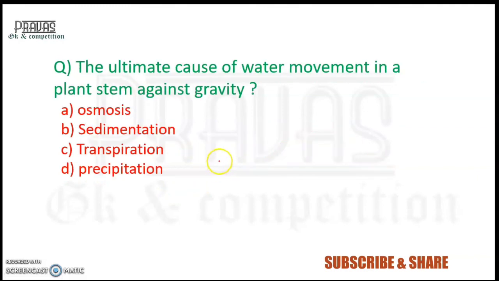The last question of our video is, the ultimate cause of water movement in plant system against gravity is called dash. The ultimate cause of water movement in a plant stem against the gravity is called transpiration, and the answer is transpiration.